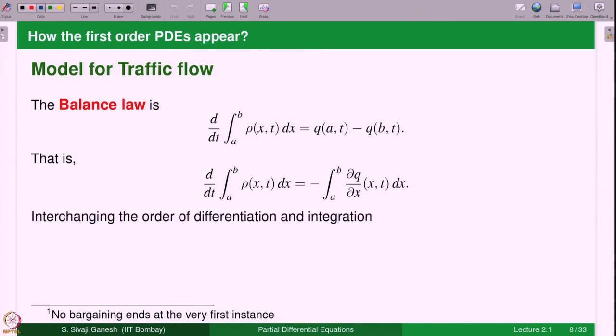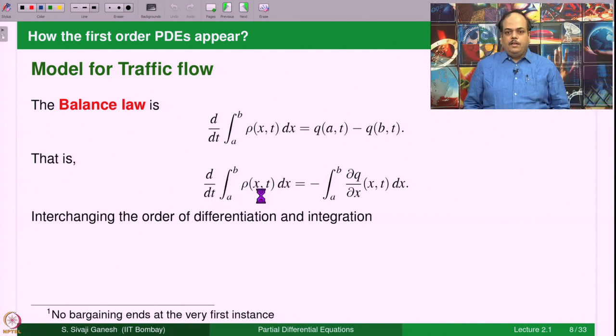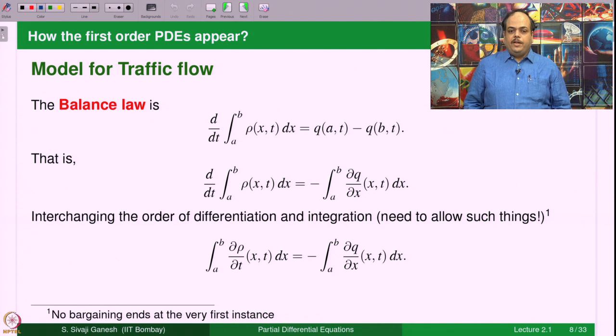So, interchanging the order of differentiation and integration in the first term, d by dt is outside the integral, we can take it inside. Of course, we know that this is not true all the time, it is not always allowed, one needs justifications, but this way I say no bargaining ends at the very first instance. So, do not ask those questions right now, they can be asked later. Now, once the d by dt goes inside the integral, the balance law becomes the integral from a to b of dou rho by dou t equal to minus the integral from a to b of dou q by dou x.